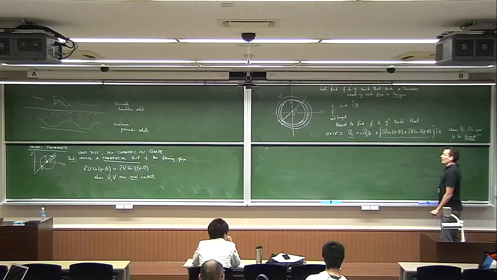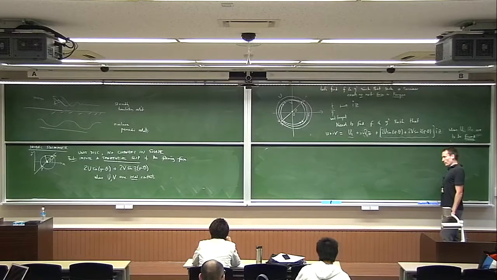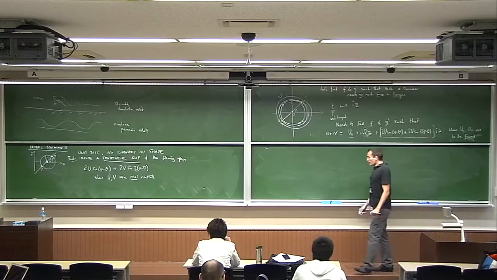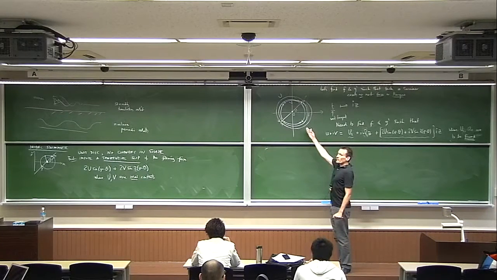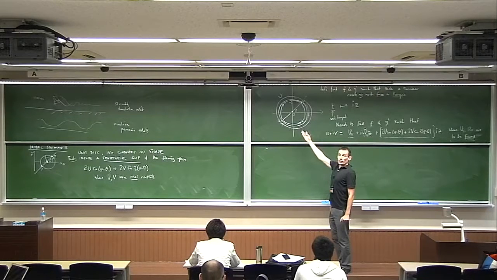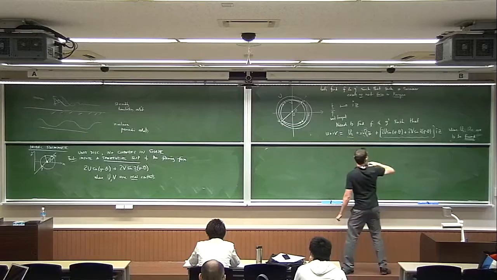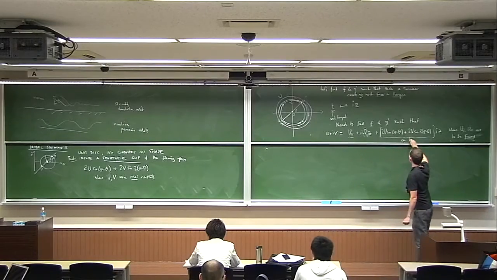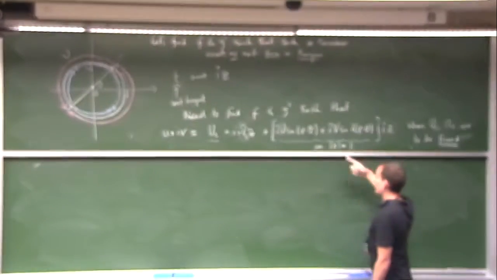So let's see if we can solve this Stokes' problem. All right, so we've got the unit disk here, and we need to find f and g that are analytic outside this unit disk, satisfying this boundary condition. This, by the way, is true on |z| = 1. That's the boundary of the swimmer.